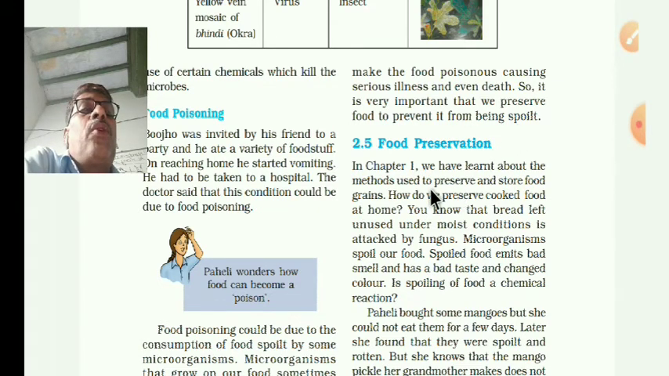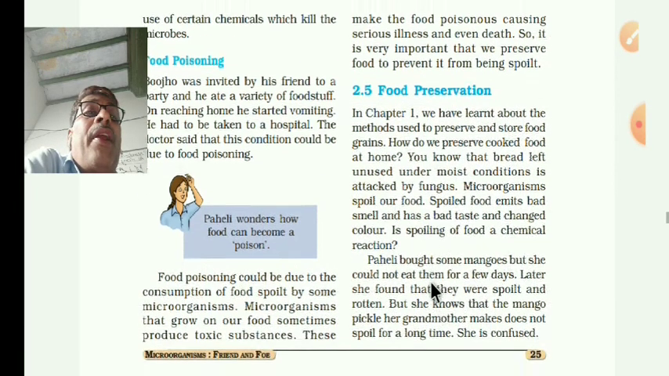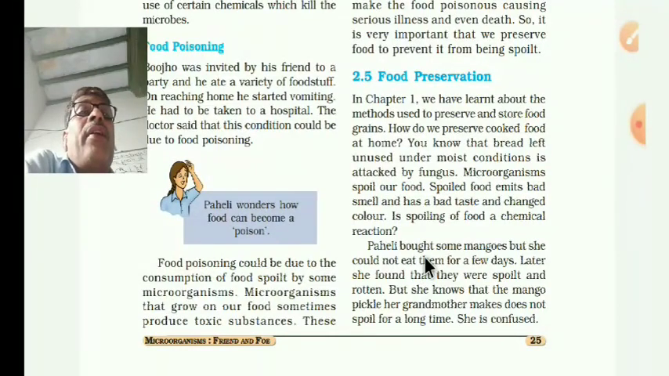So now, food preservation. In chapter 1, we learned about the methods used to preserve and store food grains. How do we preserve cooked food at home? You know that bread left unused under moist conditions is attacked by fungus. You can observe white patches. Microorganisms spoil our food, giving a bad smell and a bad taste and changing the color. Is the spoiling of food a chemical reaction? Yes, a chemical reaction takes place.